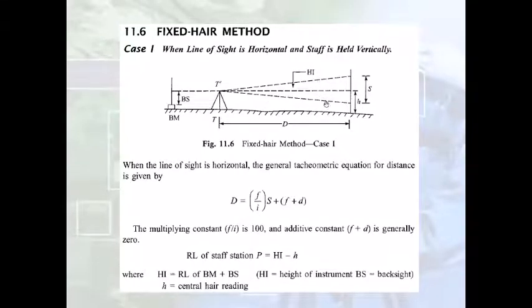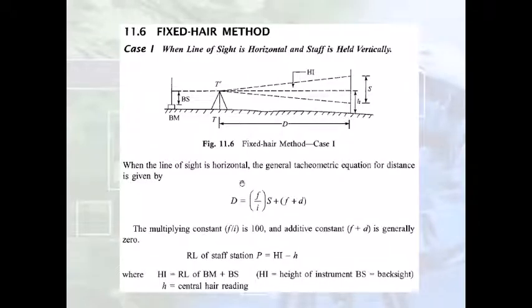So in one setting of the instrument, you get from the middle hair the reduced level of the station point at which the leveling staff is held, and at the same time, you get the distance between the instrument station and the leveling staff. So instead of doing the two processes separately for gaining horizontal and vertical control, you use one instrument, one setting, one set of readings, and you gain both the horizontal control, that means the horizontal distance, and the vertical control, that means the reduced level of that point.